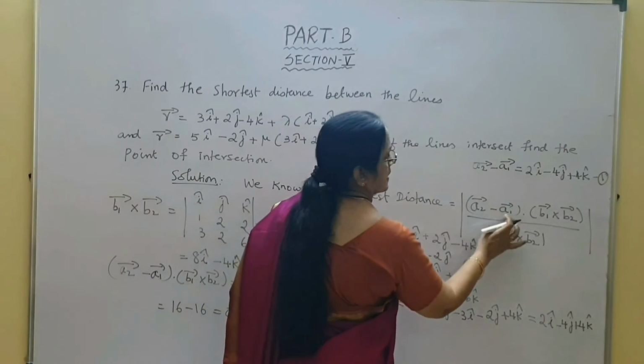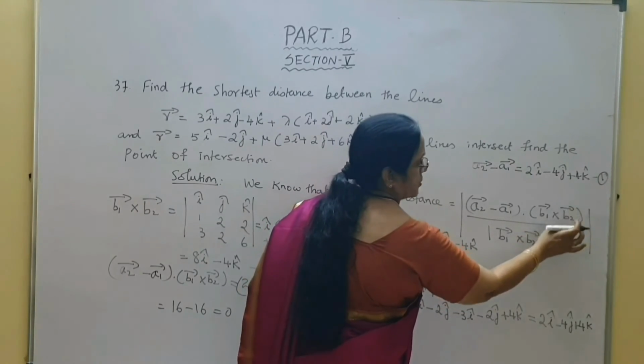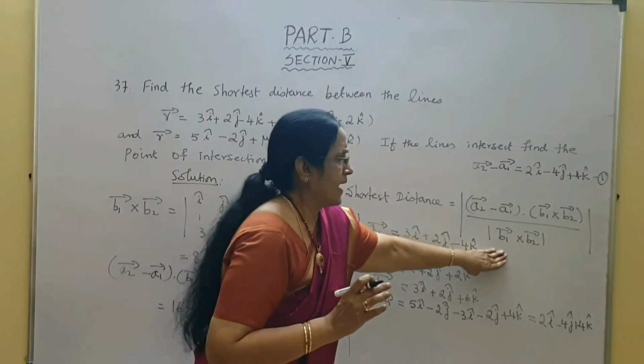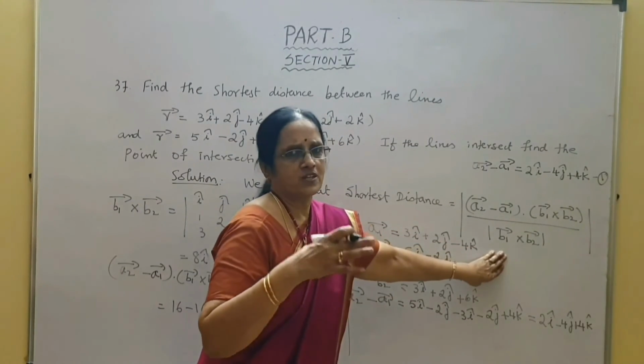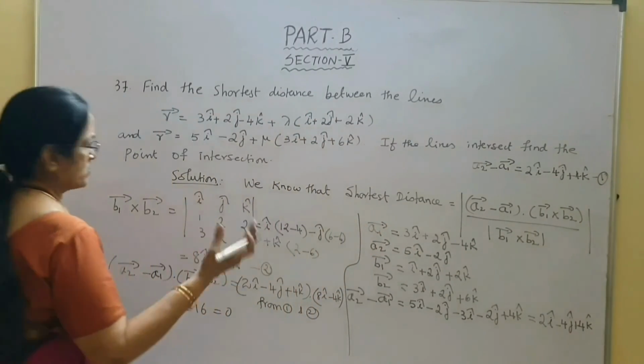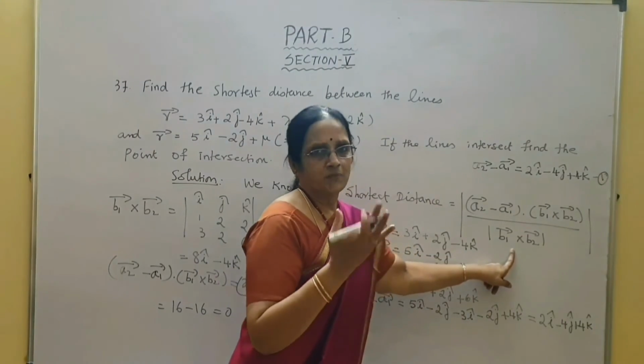Or in other words, A2 vector minus A1 vector dot B1 vector cross B2 vector, I'm getting it as 0. So 0 by magnitude of this B1 cross B2 is also going to be 0. So there is no need for me to find out the magnitude of B1 cross B2.